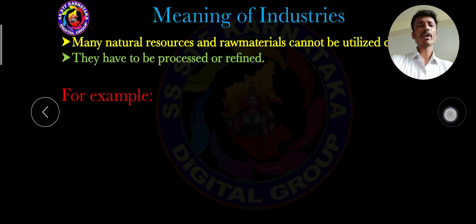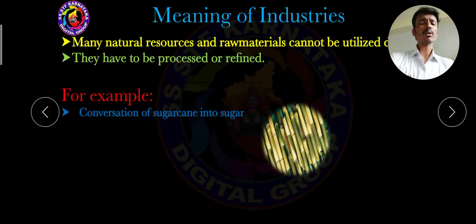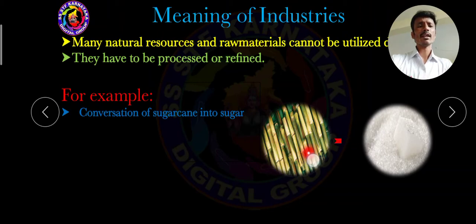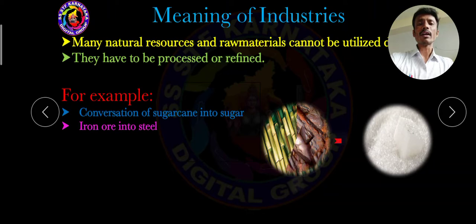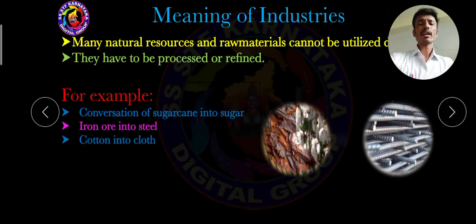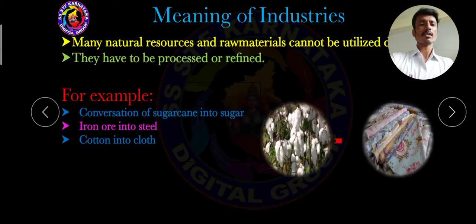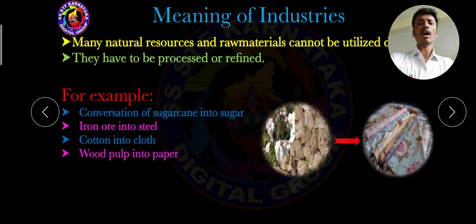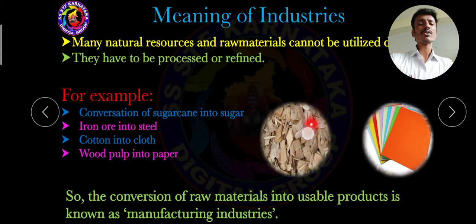How is it like that? For example, conversion of sugar cane into sugar. Look at this, students. This is sugar cane. We get it directly through agriculture, but it is converted into sugar, which is possible through industries. Another one, iron ore into steel. Then cotton into cloth. Then wood pulp into paper. So this is the wood pulp.